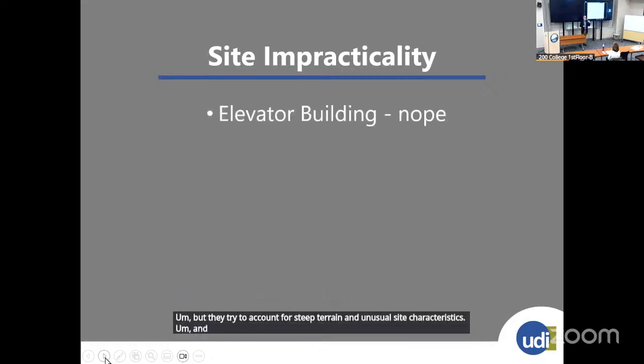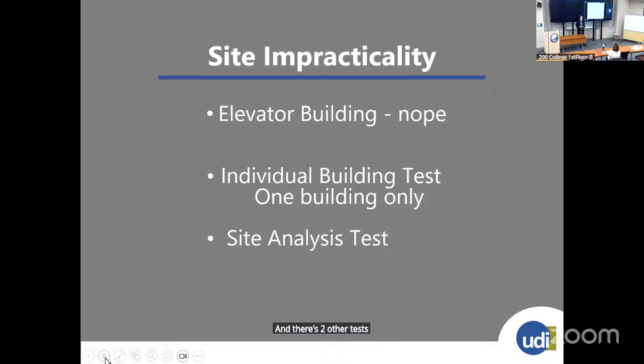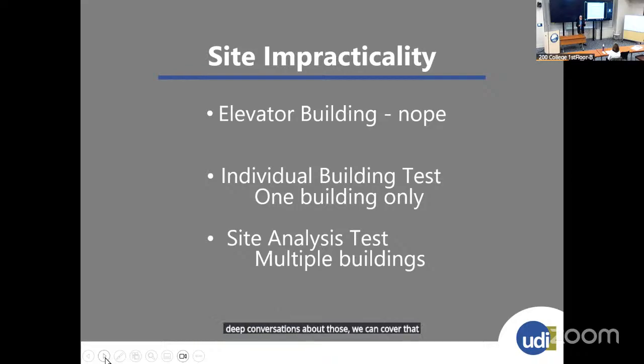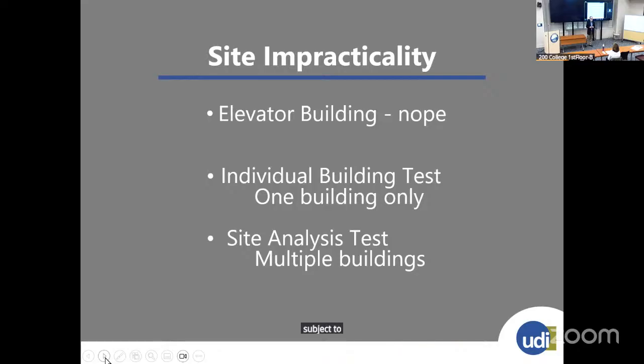And there's an elevator building. There's no exemption for that. You've got an elevator building, doesn't matter what the site is like, you don't have any exemption for that. And there's 2 other tests, an individual building test and a site analysis test. Deep conversations about those, we can cover that another time, but know that that's out there. So you've got an elevator building, you pretty much have to include fair housing units in those buildings. If it is an elevator building, it's ground floor units, and then buildings subject to the site and practicality tests.